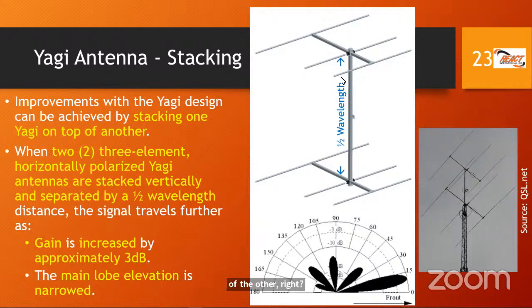And that will do a couple of things for us. First of all, when we stack them like this and we space them half wavelength, we increase the gain by approximately 3 dB. Yes, that's a fantastic amount of gain, 3 decibel gain by stacking. So it's two antennas. We have not applied any more power from our radio. All we have done is use two antennas, right?